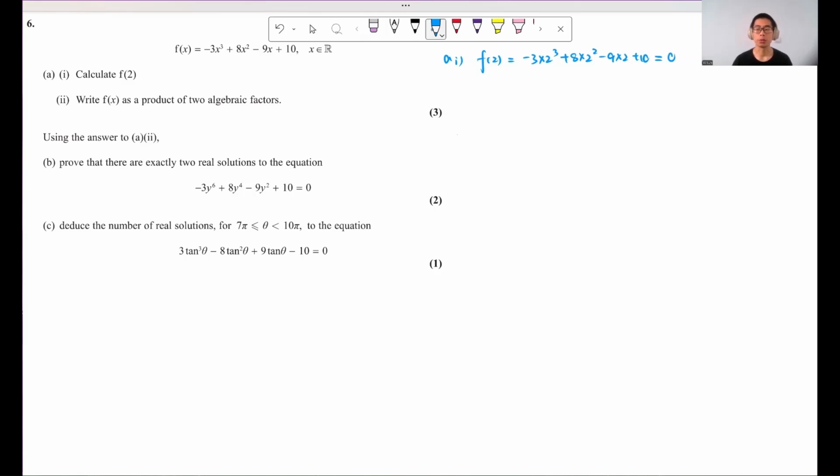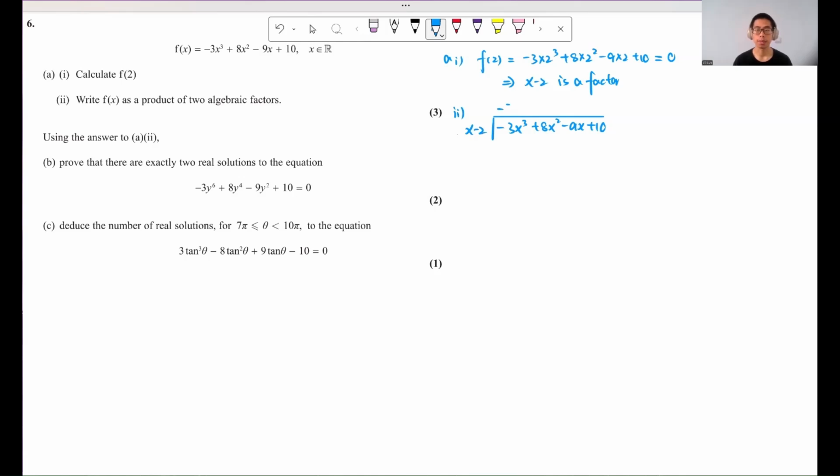So if f(2) equals 0, that means x minus 2 is a factor. And (ii), write f(x) as a product of two algebraic factors. So factor theorem. We need to use long division to divide it. Since we already know x minus 2 is a factor from (a)(i), we can just use long division to divide it straight away. So put this one inside and the x minus 2 outside.